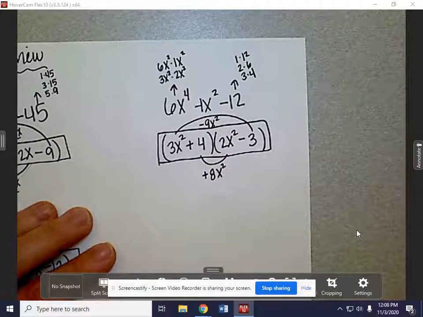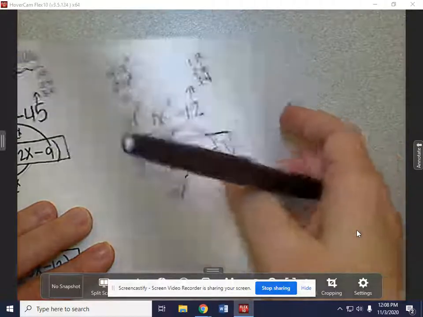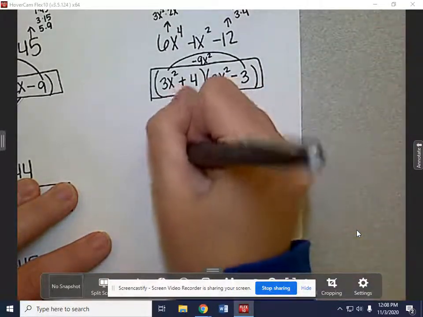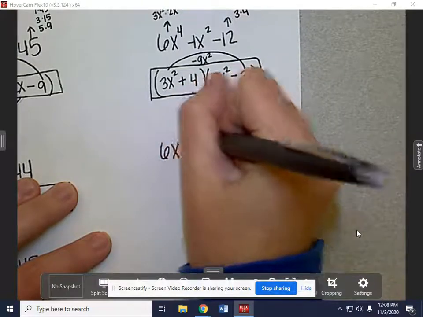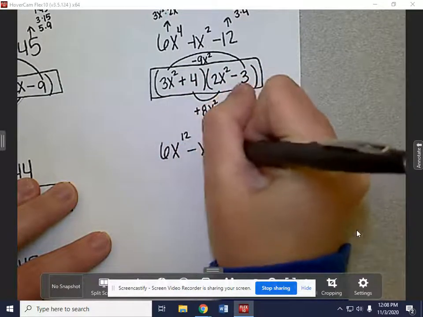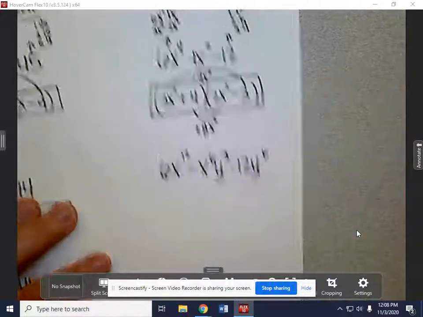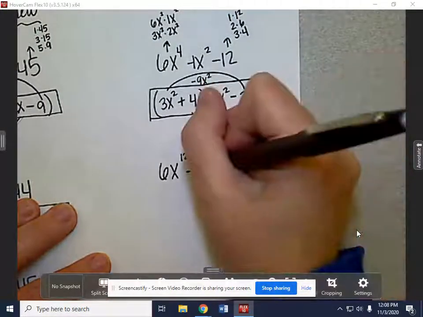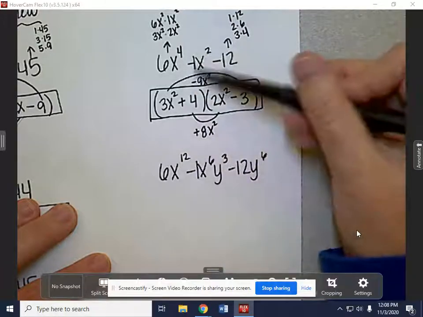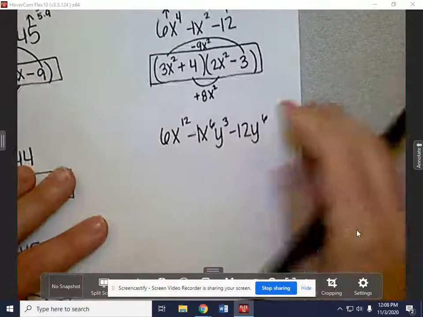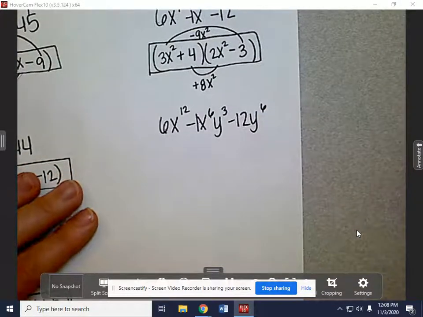Delightful. Okay, just two more quick ones. The next one's going to look very similar. So I'm going to say we're going to factor 6x to the 12th minus x to the 6th y to the 3rd minus 12y to the 6th. If you actually notice, these all have the same coefficients, a 6, negative 1, and negative 12. This one just has some extra variables with it, so we just want to make sure we know what to do when we see that.